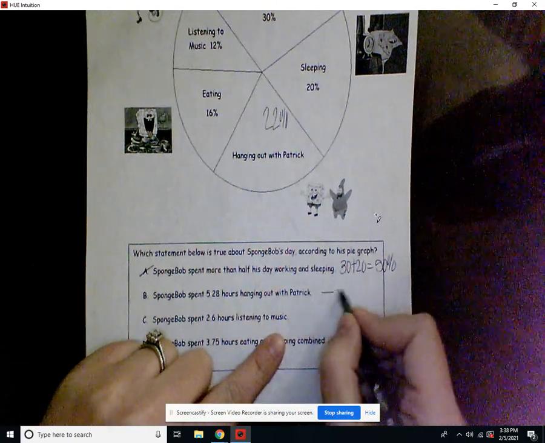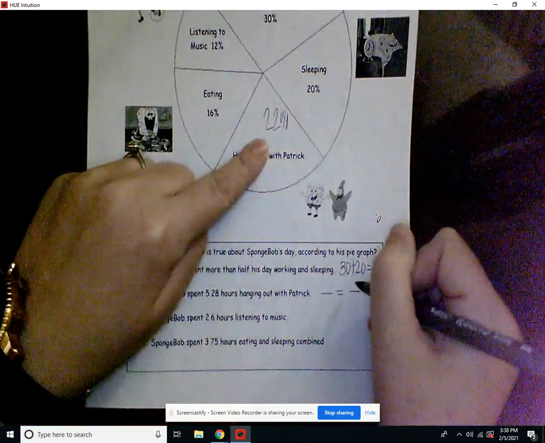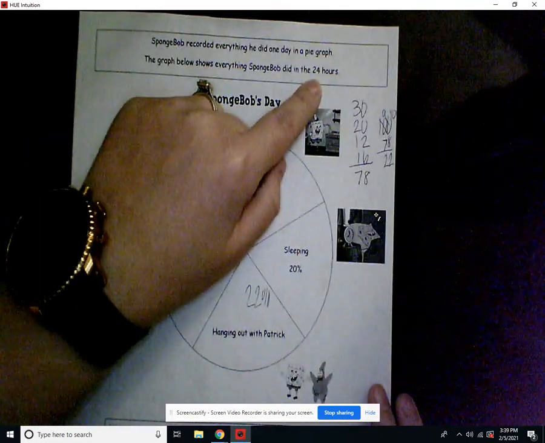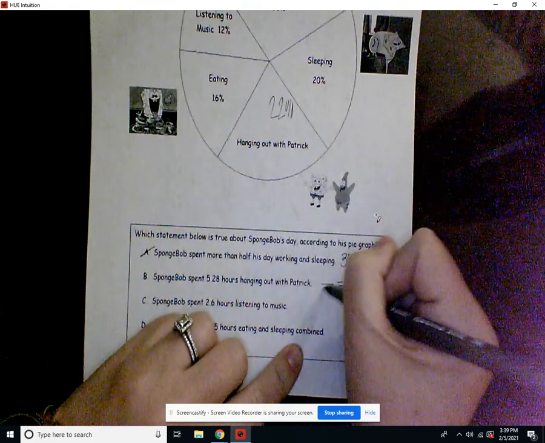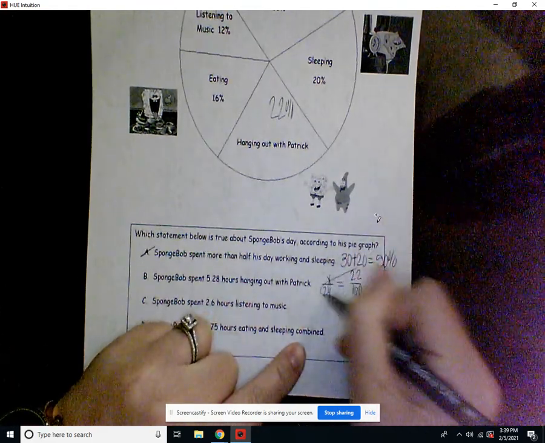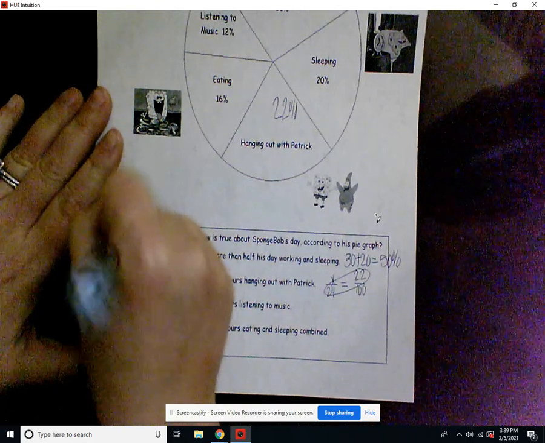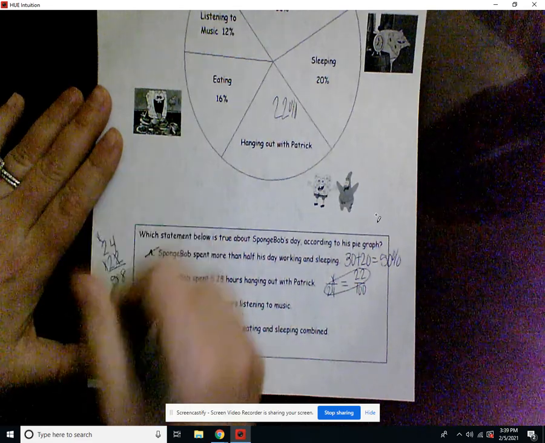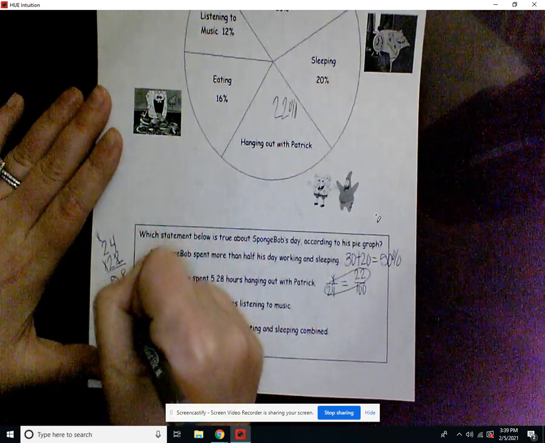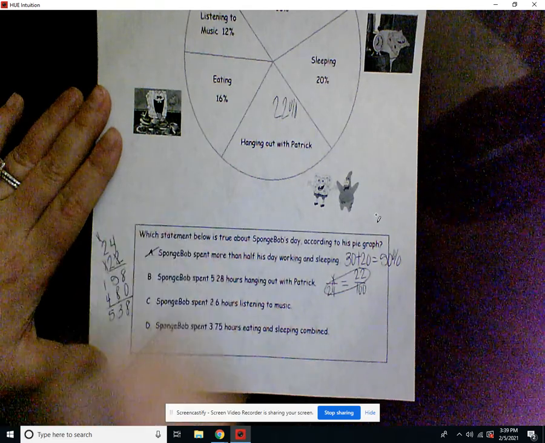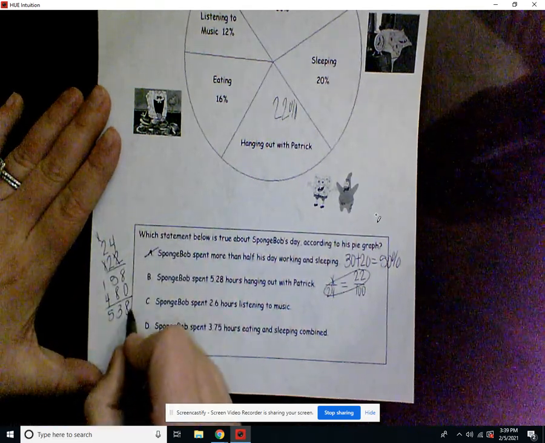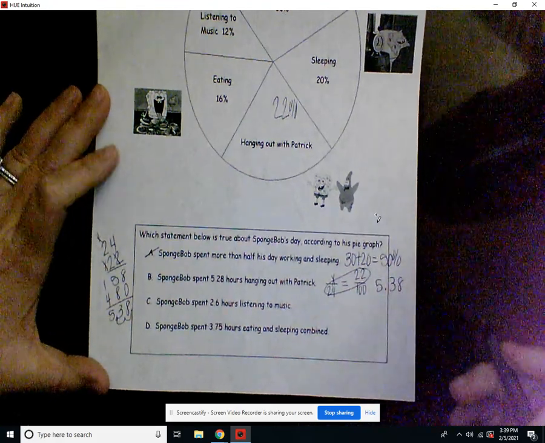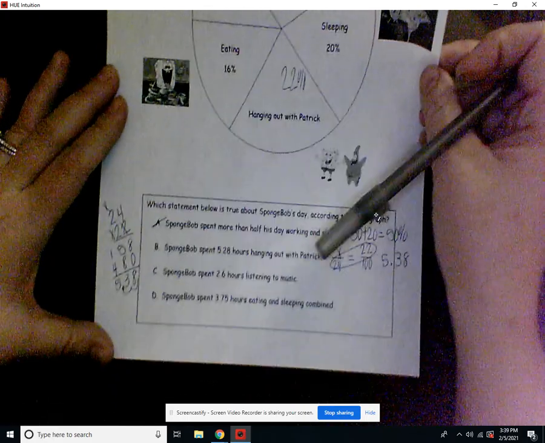Okay, so we'll do our proportion. Since we have our percent, hanging out with Patrick is 22% over 100. We're using 24 hours for the bottom, and then X. So we'll do 24 times 22. Then we'll divide by 100, so we'll move that over twice, which is 5.38.